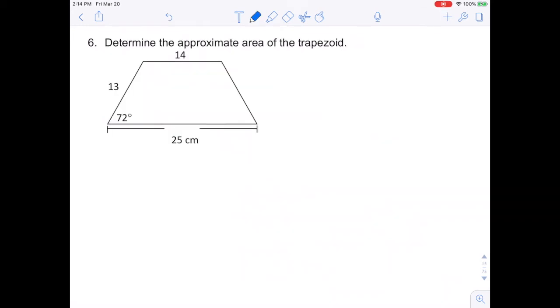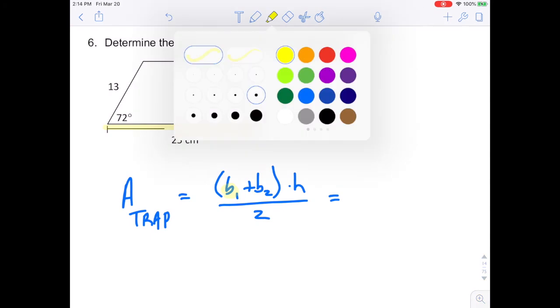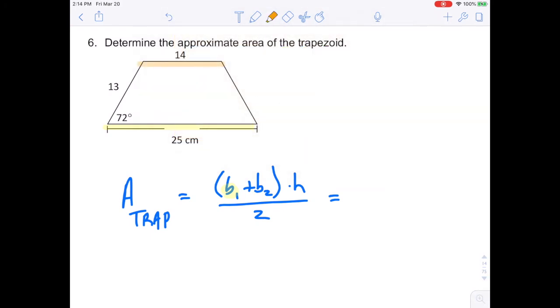Alright, let's look at example 6 on page 14. First realize we have a trapezoid, so we're just going to write down our area of trapezoid formula, which is the sum of the bases times height divided by 2. Now let's look at what quantities we're given. Notice we have base 1, the lower base, 25 centimeters. We have an upper base, 14, but we do not have a height. So you have to resist any temptation to think 13 is the height. Notice 13 is not perpendicular to the upper or lower base, so it is not a height.